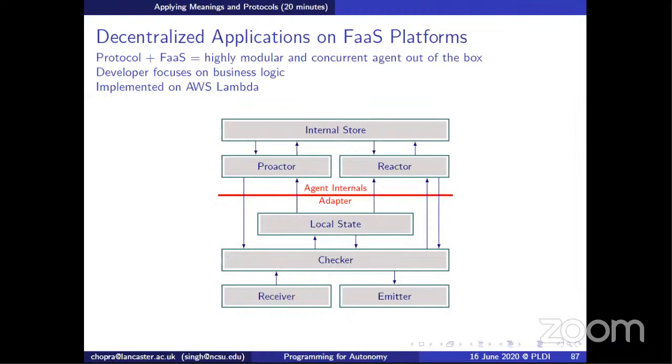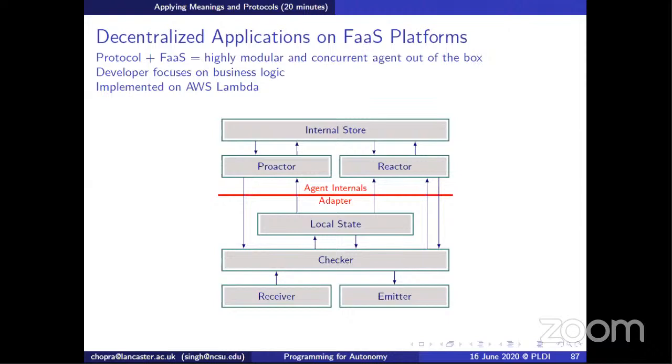So what we did was we carried out an exercise in building decentralized applications in FaaS. Obviously FaaS is too low level to build a decentralized application. You need a protocol to express the decentralization first. And we carried out an exercise that is conceptually similar to the IoT exercise, in that we came up with an adapter-based framework that could be used to develop agents.